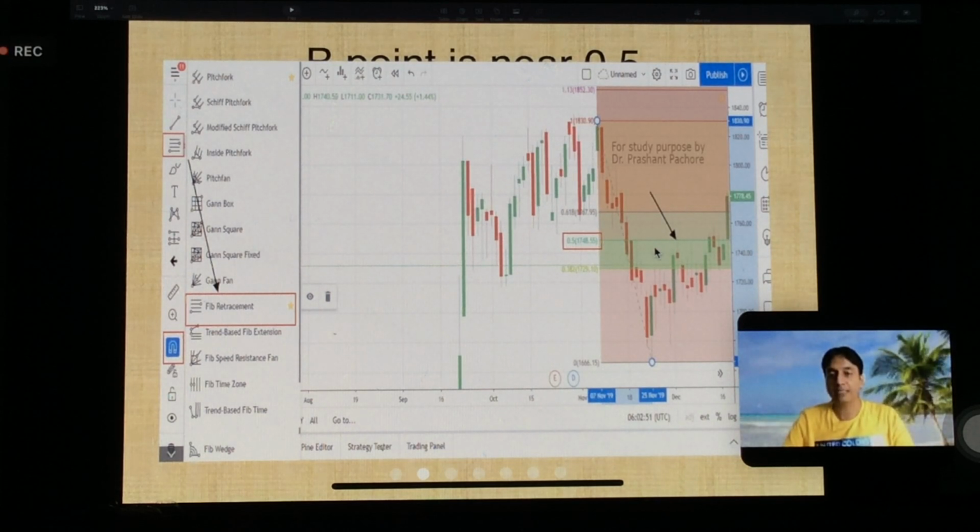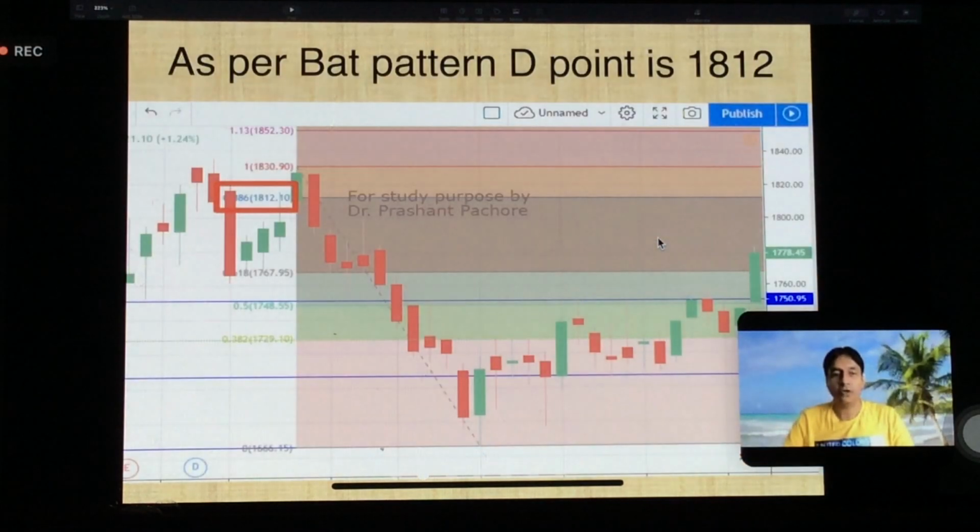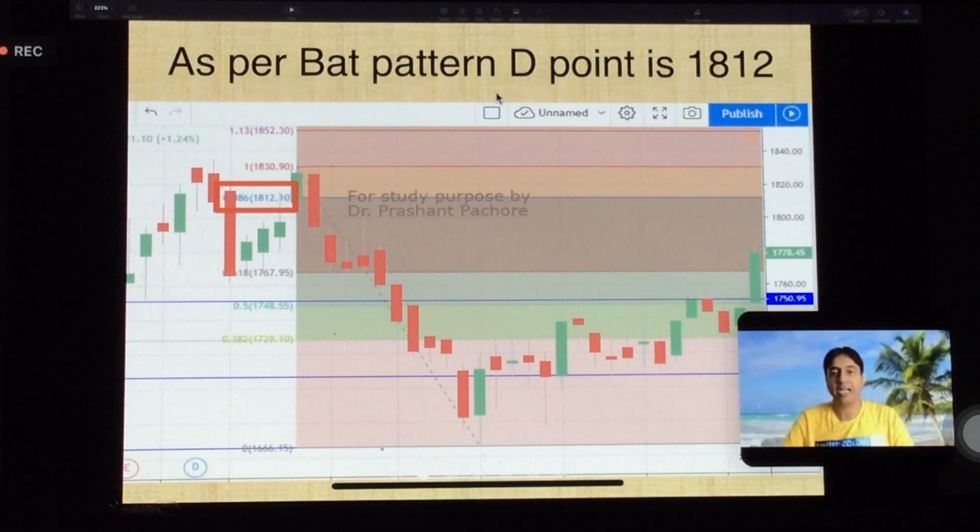Then what do we do next? We have to find the D point. As per bat pattern, D point is 1812. That means XA, if it's 0.5, then the D point will be at 0.886, which we have already seen in the slide. So what is the 0.886 level? It's 1812. So as per bat pattern, D point is 1812. I have written this on the side. Right? Are you getting it?